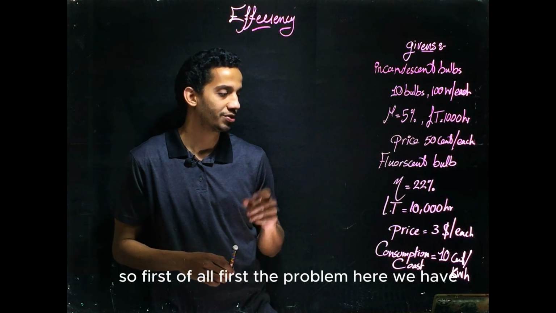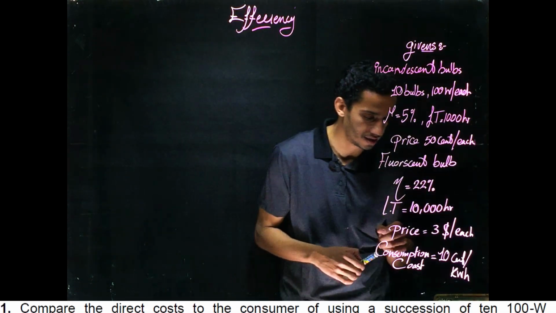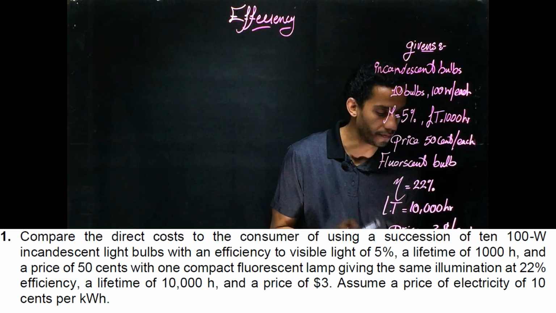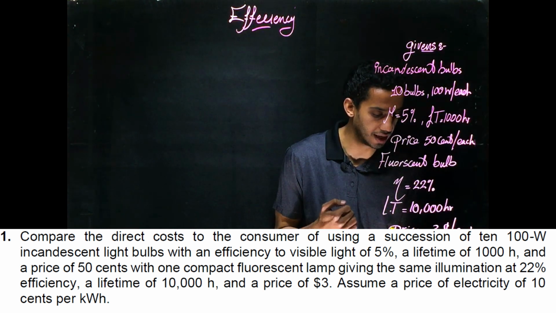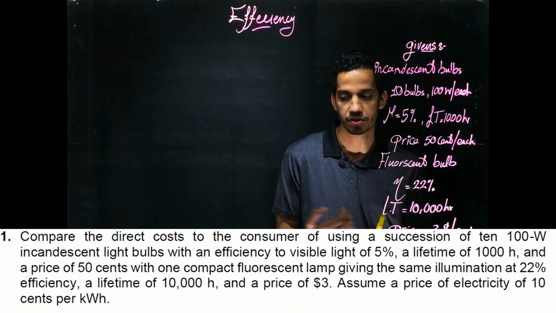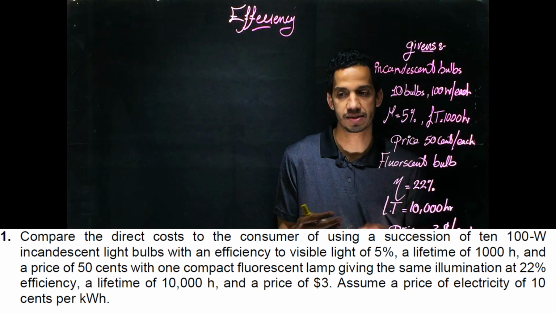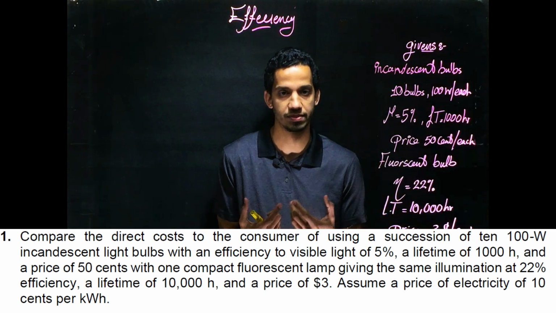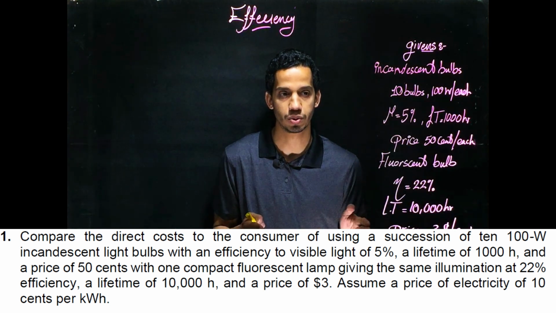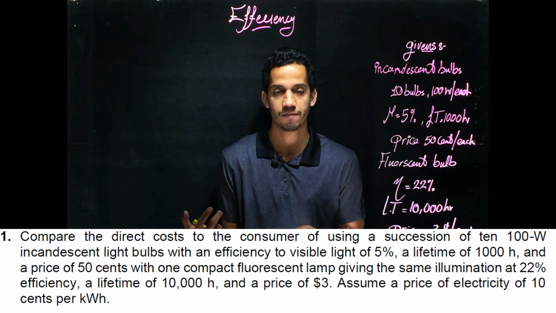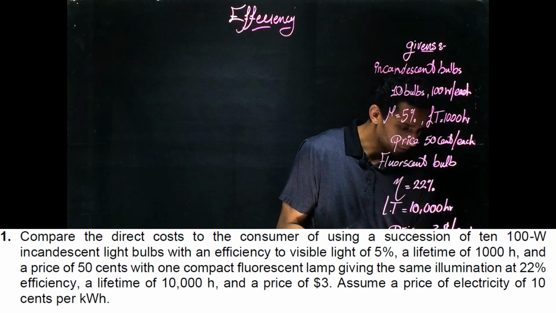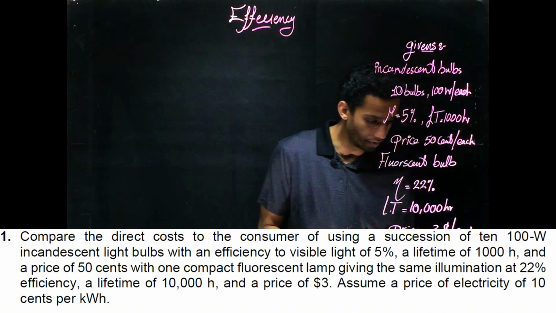Okay. So first of all, the problem here asks me to compare the direct cost to the consumer of using a succession of 100 watt incandescent light bulbs with an efficiency of visible light of 5%. What does it mean to have an efficiency of 5%? It means that of the energy it takes from the energy source, only 5% is turned into illumination, and the other 95% is lost as heat energy. We have a lifetime of 1000 hours and the price of each is 50 cents.